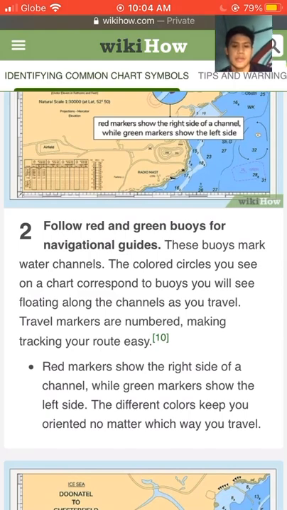Red markers show the right side of a channel, while green markers show the left side. Different colors keep you oriented no matter which way you travel.